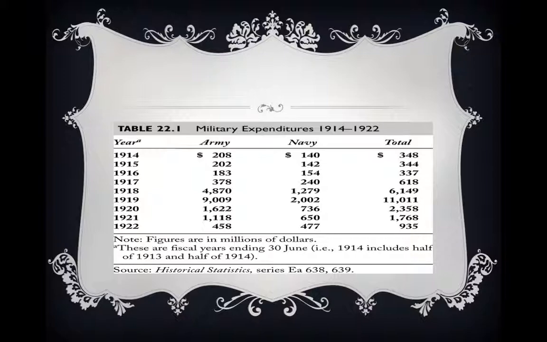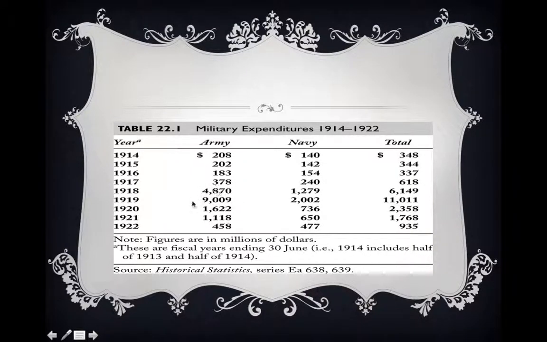You can see that the increases were quite small. Obviously, the United States wasn't involved, even though war broke out in 1914. The United States didn't get involved until later on. And from these figures, you can see that in 1917 military expenditure starts to accelerate slightly, but in 1918 and 1919, you can see dramatic increases in military expenditures.